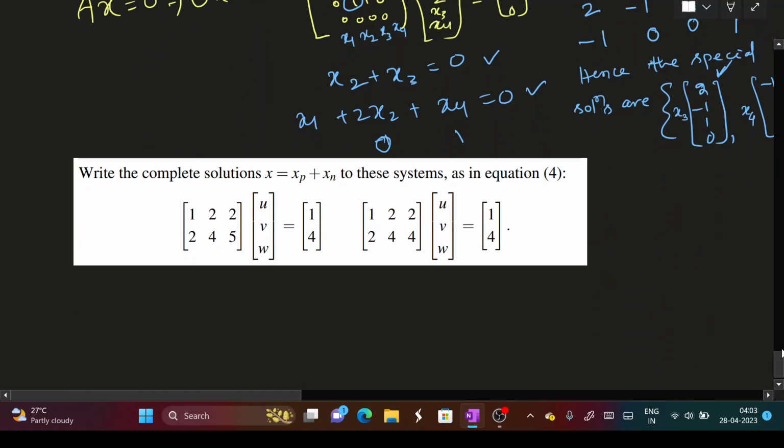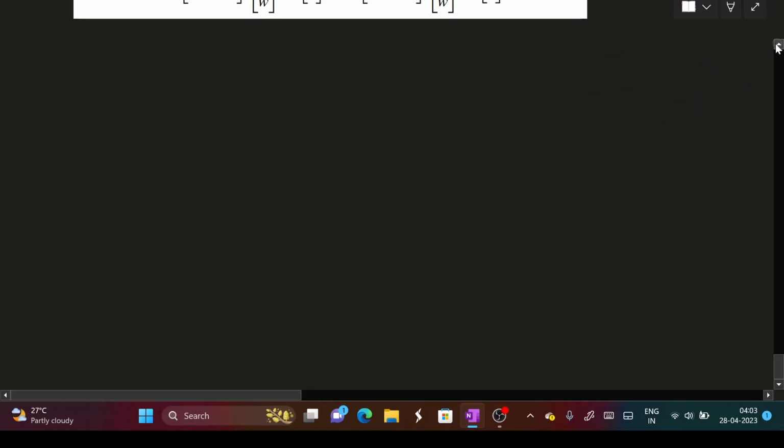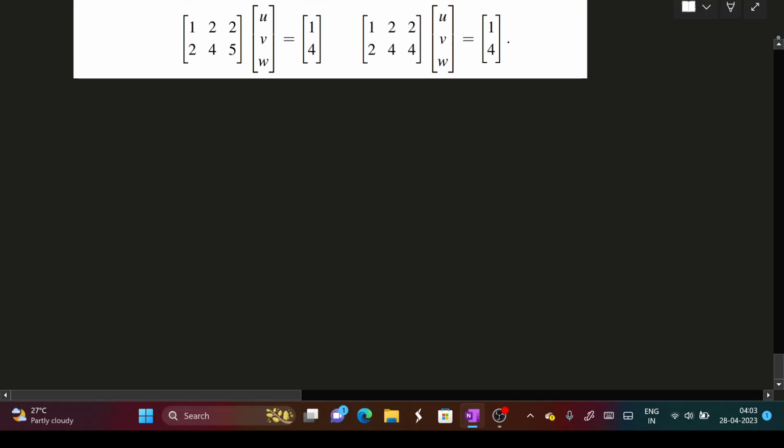Find the complete solution. Find the complete solutions of Xp. Okay, so first part, the given matrix is this one. It is an augmented matrix.